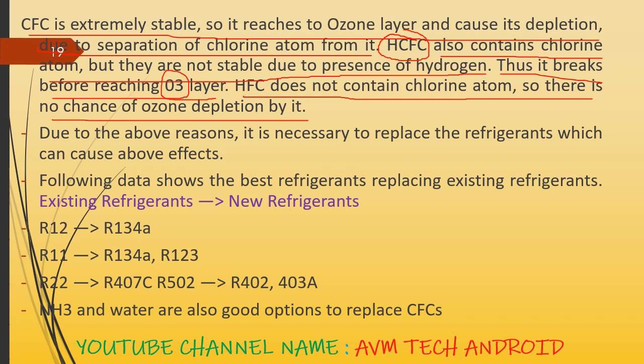So we have to replace the existing refrigerant by new refrigerant for two reasons. One is ozone layer safety, and second is to prevent global warming. So what we are doing is R12 will be replaced by R134A, R11 will be replaced by R134A or R123, R22 will be replaced by R407C or R502, or you can say R402 and R403A.